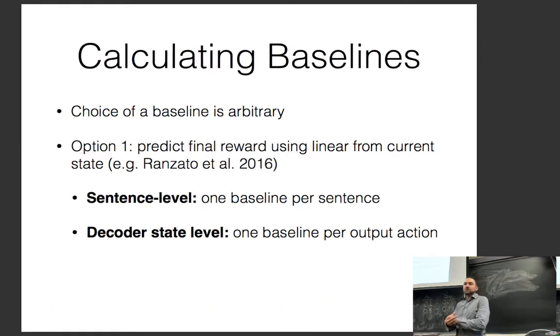You can also do it per decoder state. So basically, for every state that you have in your decoder, you can predict how well you're going to do at the end of the sentence. So I've seen people do both. Probably this one is more general than the first one, so it might do a little bit better.